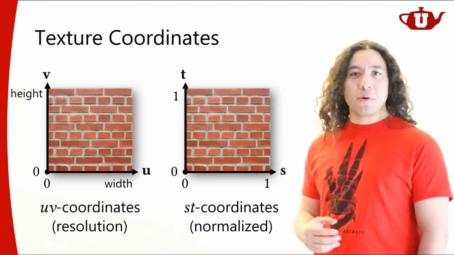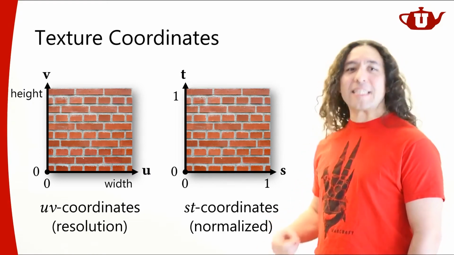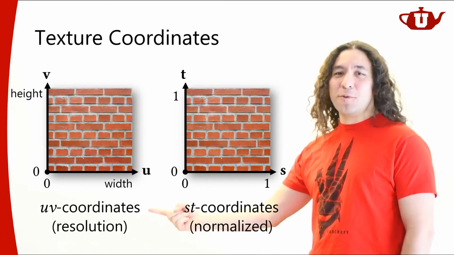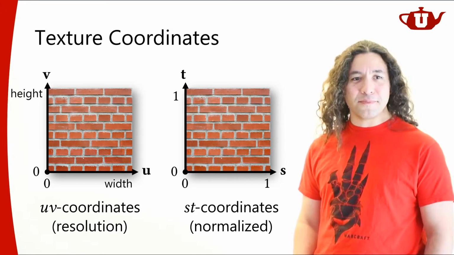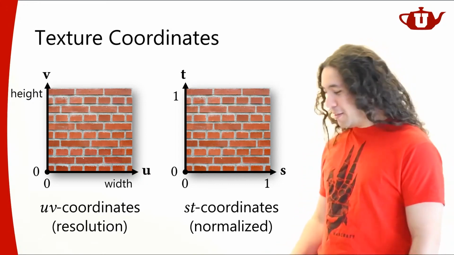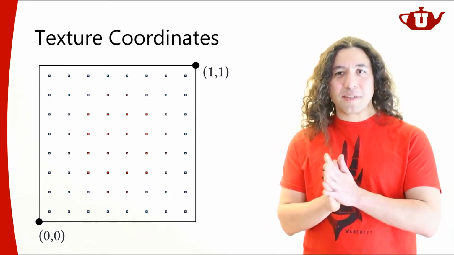And when people tell you, oh, what are the UV coordinates? They mean normalized texture coordinates. But technically, UV means something else, according to the API specification. All right, let's move on. We're just gonna have these normalized texture coordinates.